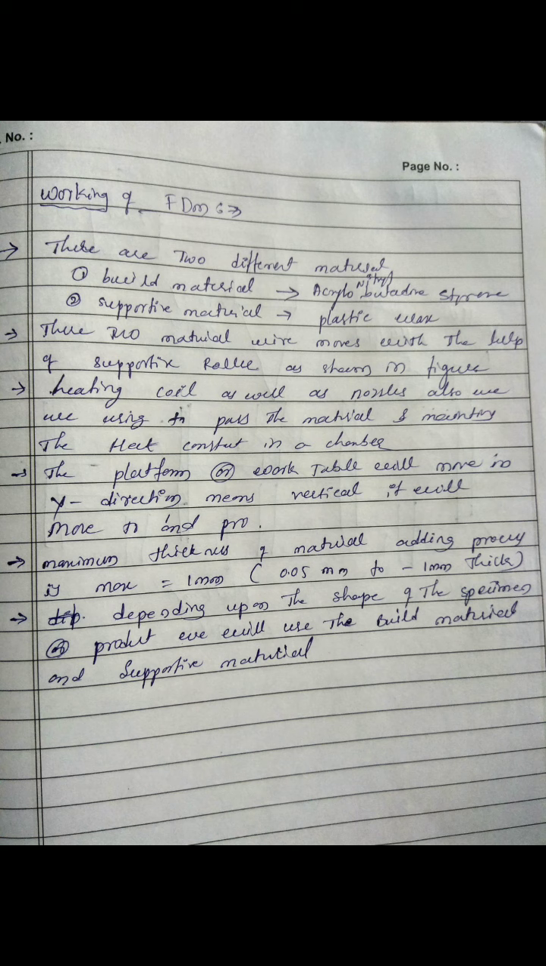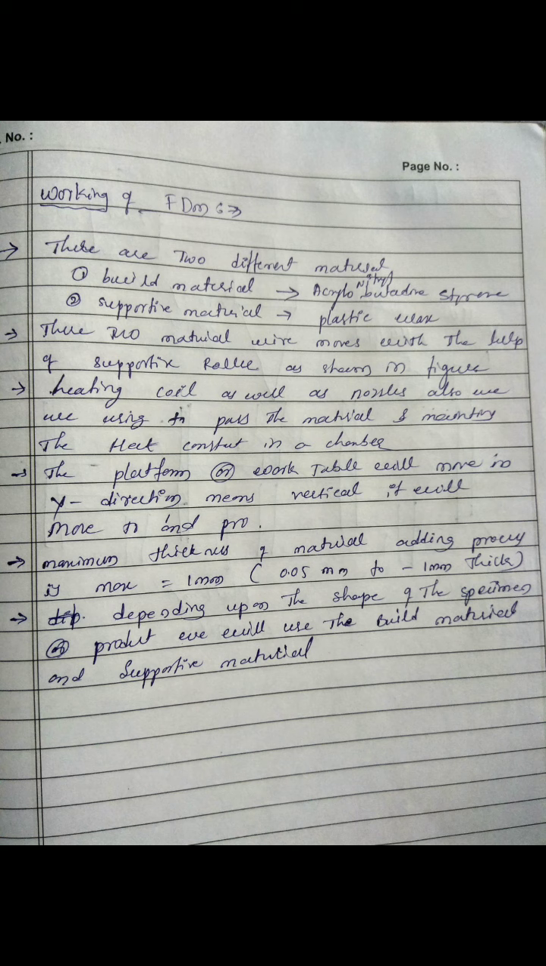The platform or work table will move in the y direction, meaning vertically, up and down. I can call it by two names, either work table or platform. Initially the table is at the top. When one layer of material is added, it comes down. We know that maximum 1 mm of thickness is added, so the table moves according to how much thickness you are adding.